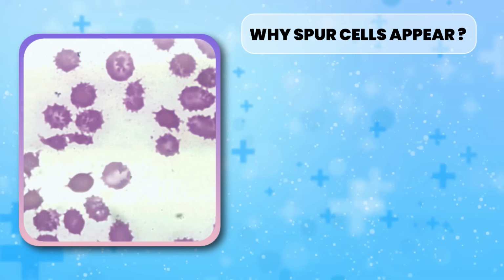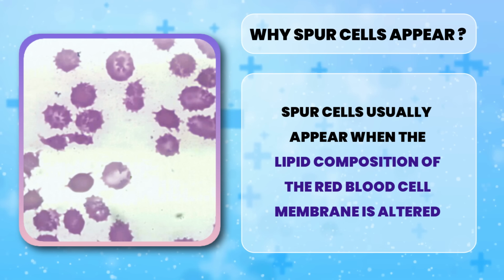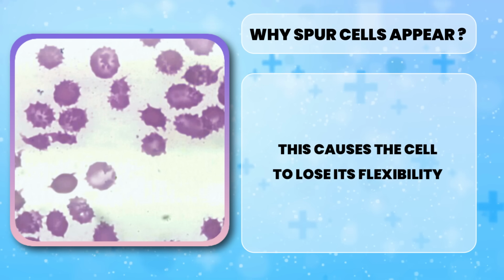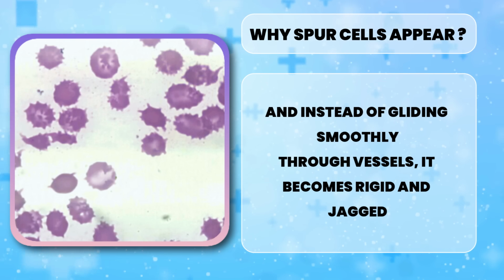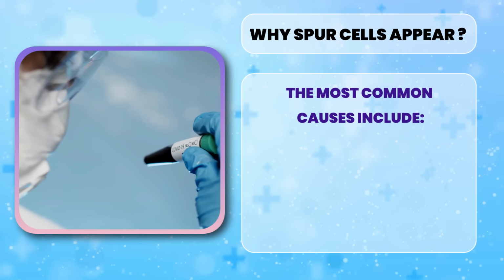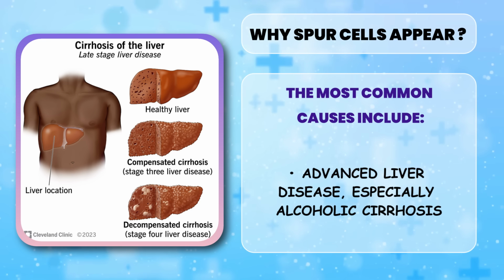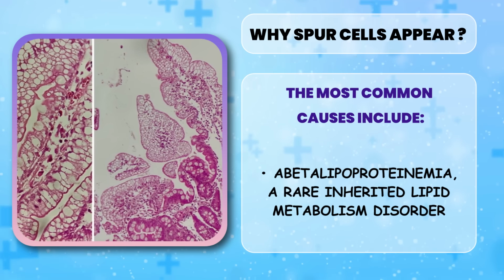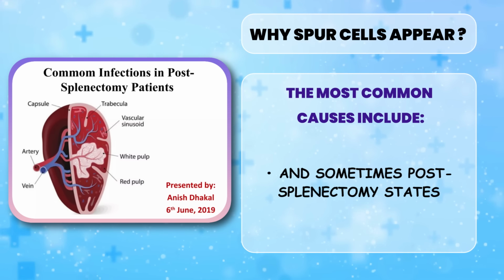Why Spur cells appear? Spur cells usually appear when the lipid composition of the red blood cell membrane is altered. This causes the cell to lose its flexibility, and instead of gliding smoothly through vessels, it becomes rigid and jagged. The most common causes include advanced liver disease, especially alcoholic cirrhosis, abetalipoproteinemia, a rare inherited lipid metabolism disorder, and sometimes post-splenectomy states.